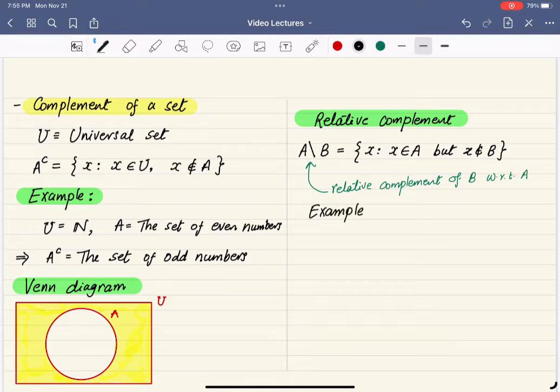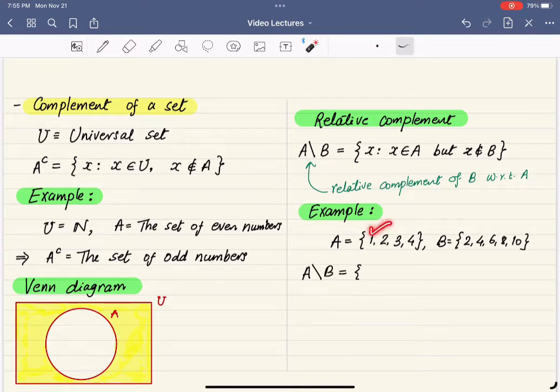Here's an example. Again, consider set A given by 1, 2, 3, 4 and B given by 2, 4, 6, 8, 10. Now consider A minus B. Now this gives you all the elements of A that are not in B. 1 is in A, not in B, so it remains. 2 is also in B, so it goes away. 3 is not in B, so it remains. 4 is in B, it goes away. So this is what you get.